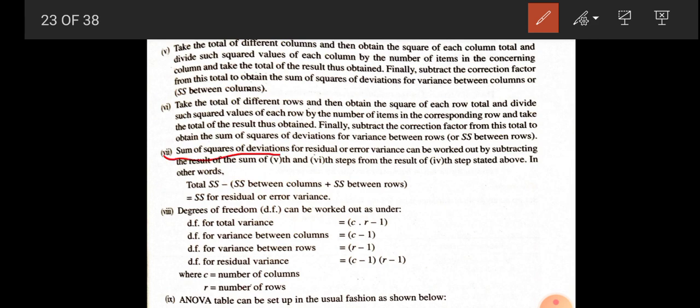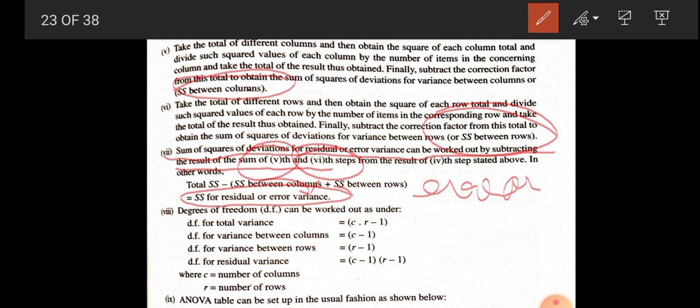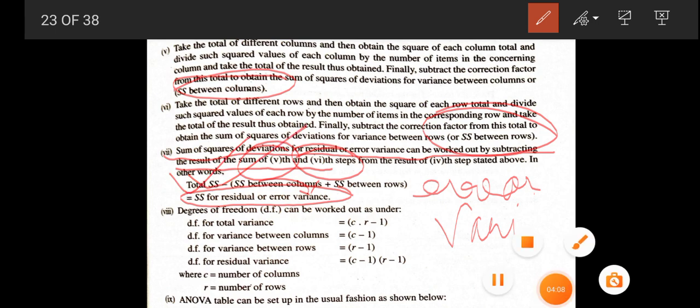The sum of squares of deviation for residual or error variance can be worked out by subtracting the results of the fifth and sixth steps, because the fifth one gives SS between columns and the sixth one gives SS between rows. So if we have to find out the sum of squares for residual, also known as error variance, we take total SS minus SS between columns minus SS between rows. With the help of this formula we can find this.